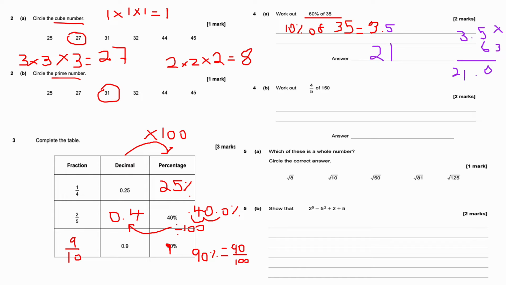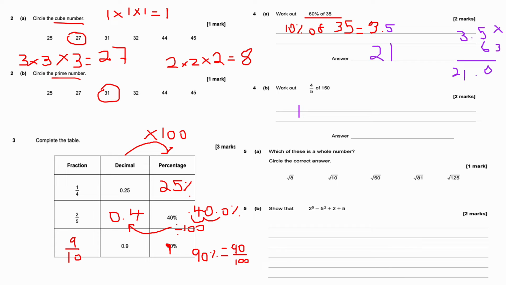So this topic is looking at percentage of amounts, so make sure that you're happy with that. Always work out what 10% is. 10% of any given quantity means dividing that quantity by 10. And then from there, you are able to work out 1%, 5%, 50%, 25%, etc., etc.